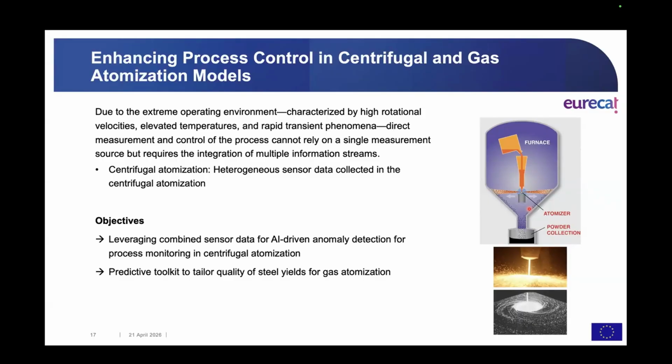But because it involves melt and very high-speed rotation, it's a very dynamic process. So it's very nice to be able to model this and also to use different kinds of sensors. But when you use sensors, as you saw in the previous presentations, you also get lots of data that needs processing and needs to be modeled in a good way to be useful. So there have been lots of activities around this, for example, for centrifugal atomization.